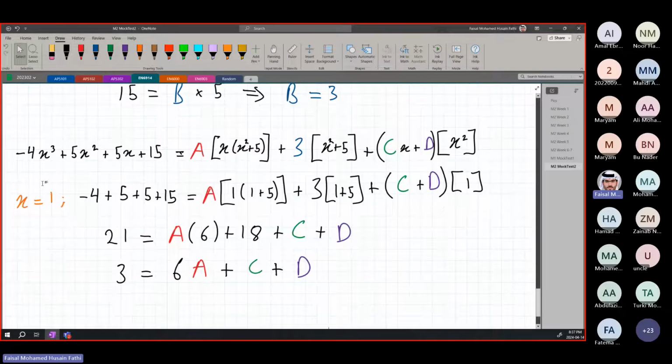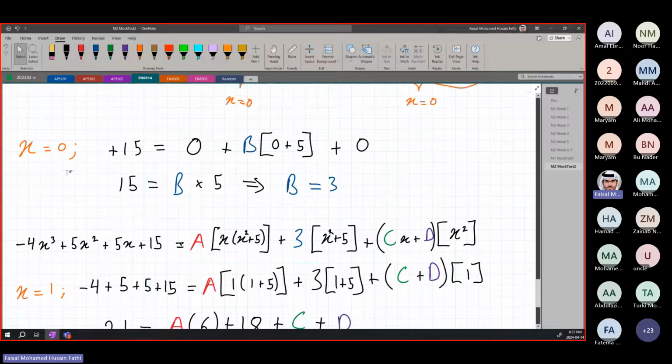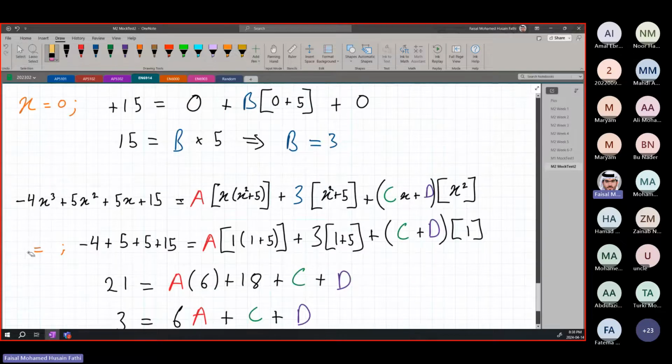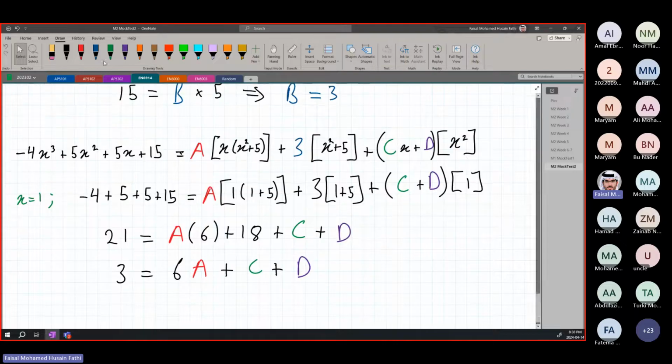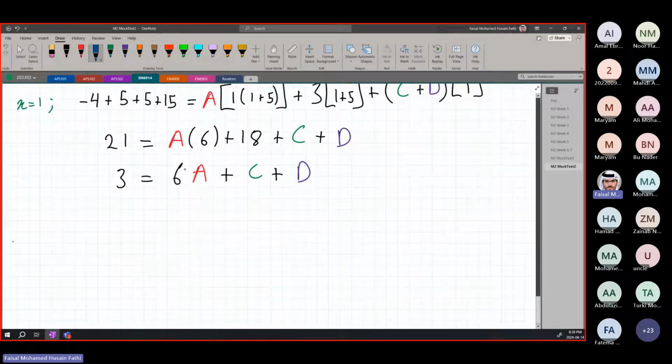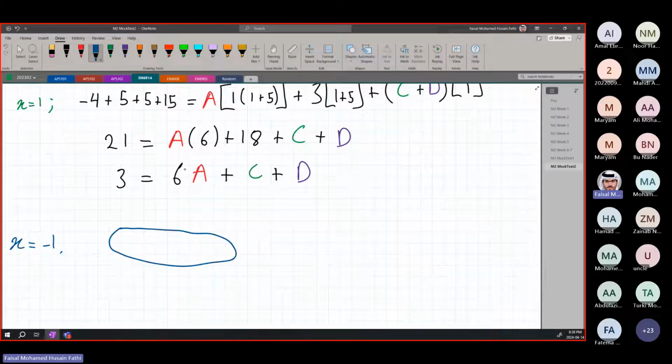The next step would be substituting another value for x. So this was for x equal 1. Now let's do it for x equal negative 1. And you're going to get another equation again. You're going to solve it. It's going to be in terms of a, c, and d. So this is our first equation.